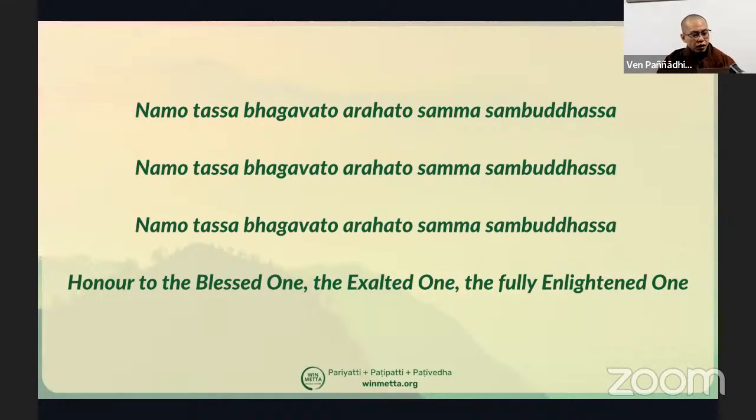Okay. Let's start our today's Abhidhamma study, reciting Namo Tassa 3 times together. Namo Tassa Bhagavato Arahato Sammasambuddhassa. Namo Tassa Bhagavato Arahato Sammasambuddhassa.